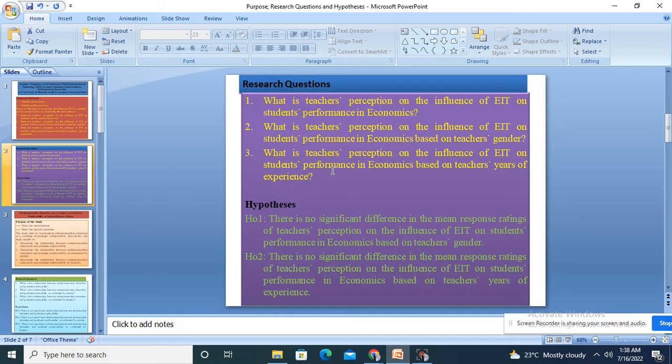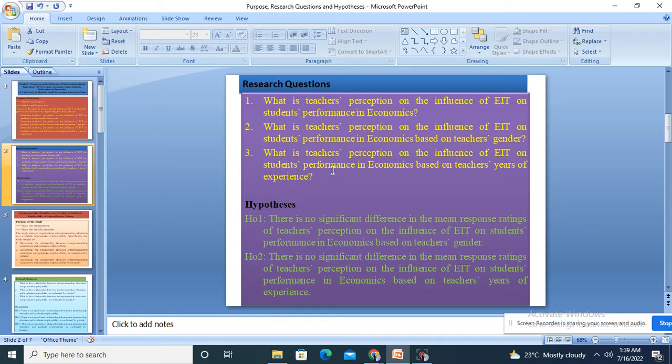Just as you have it in your purpose, the only thing here now is that we have changed "determine" to "what is", making the theme still the same. Then the full stop that ends it, we have now changed it to what? Question mark. Now, secondly, what is teachers' perception on the influence of EIT? That is the one based on gender, while the third one will be based on years of experience. How do you structure this? What is teachers' perception on the influence of EIT on student performance in economics based on teachers' years of experience?